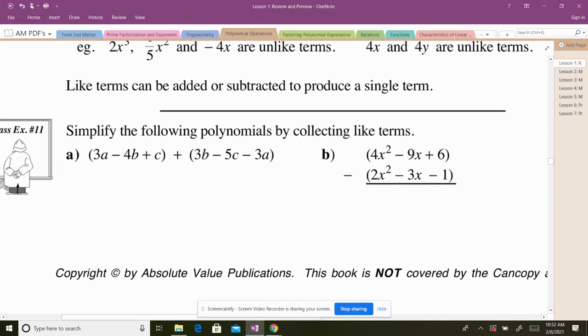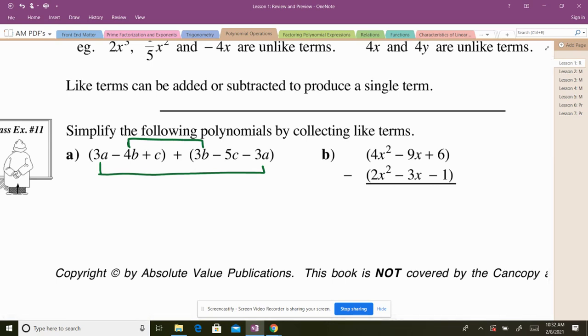When you're adding or subtracting polynomials, you can only add or subtract like terms. Like terms mean same variables, same exponents. Okay? So if I'm adding in A, 3A and negative 3A. What's 3A plus negative 3A? 0A, which is 0. Okay? And then you can add the B's. You always take the sign that is in front of the coefficient. So negative 4B plus 3B. What's that?